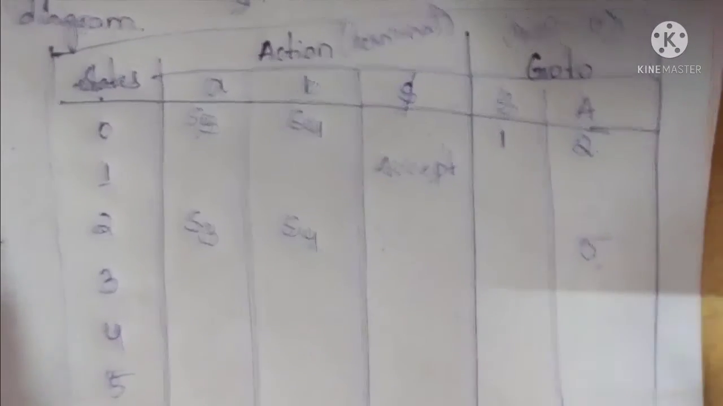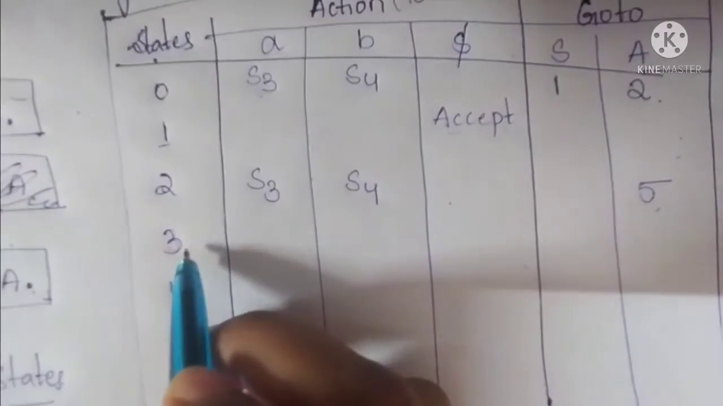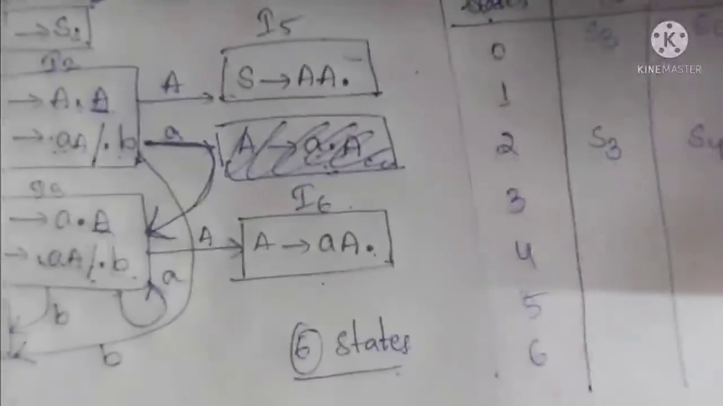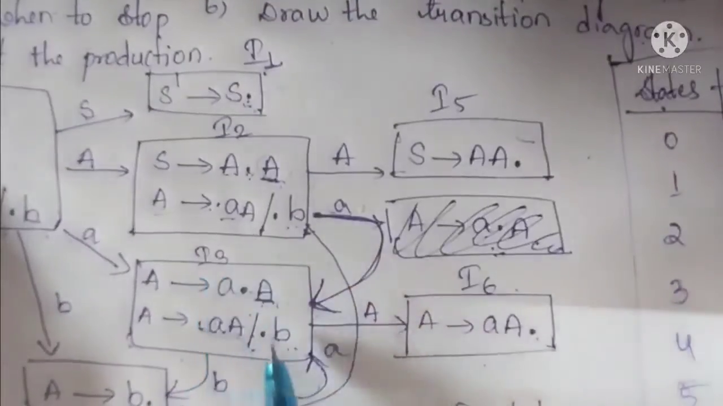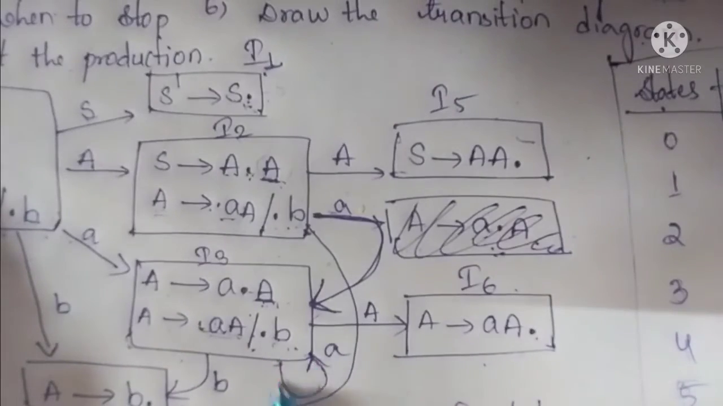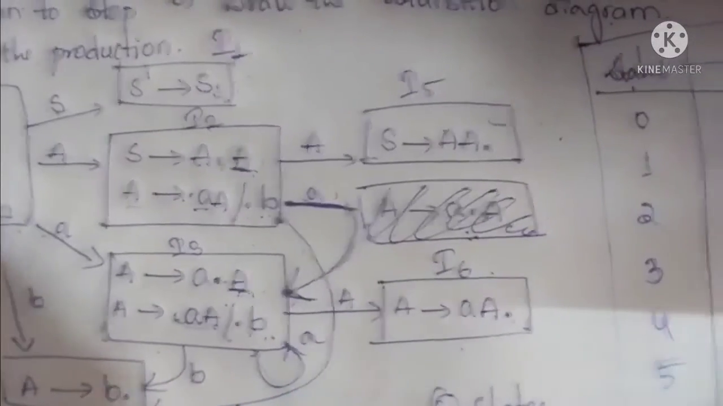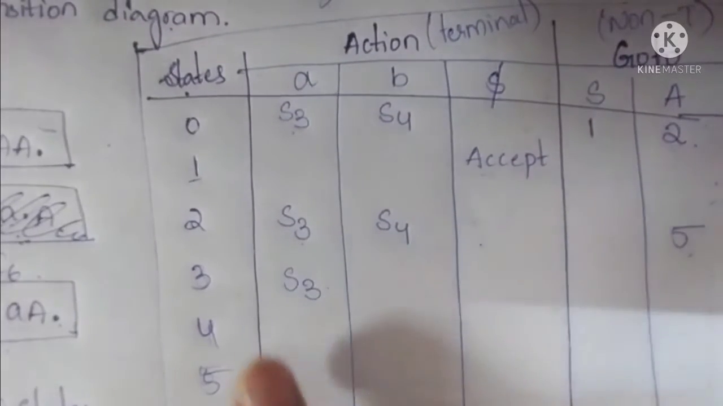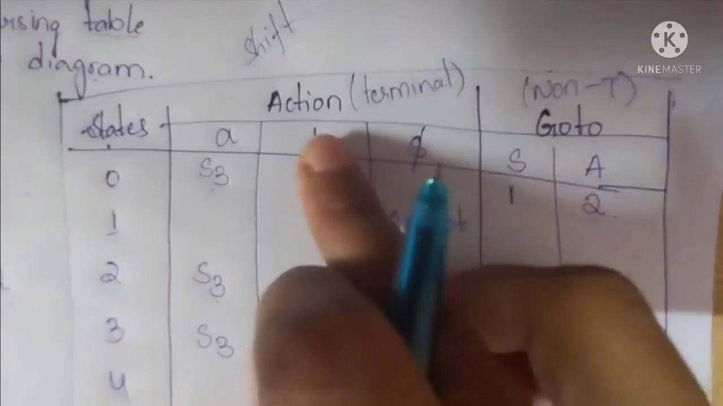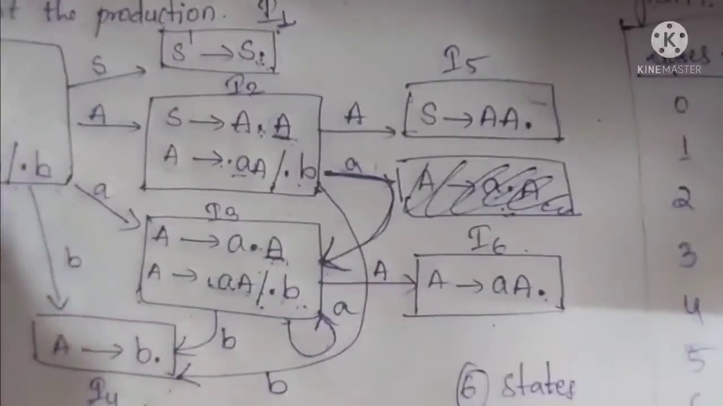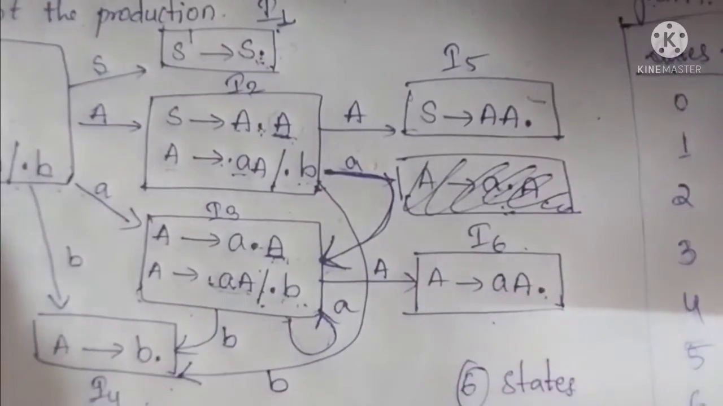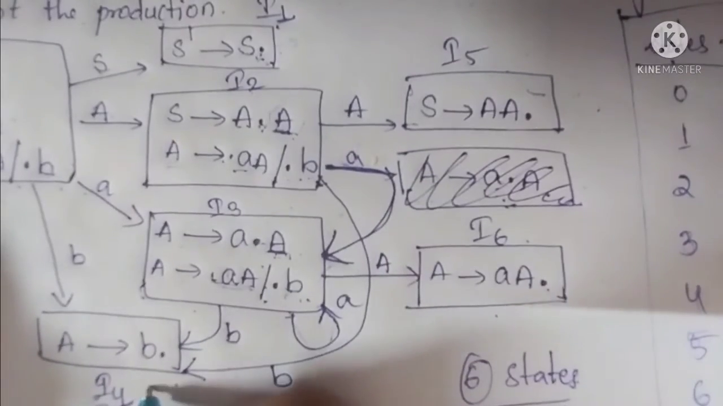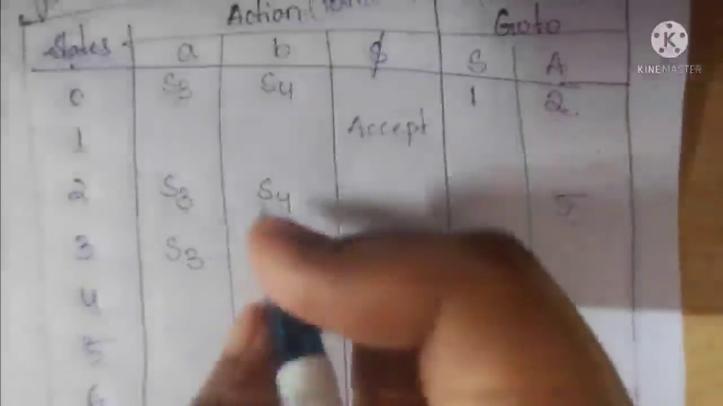Next check the third state, I3. From I3 where is A going? Check here, see the diagram. From I3, small a is going to a self loop. So you have to write S3 only. Next you have to check I3 on B. I3 on B is going to the I4 state, so you have to write S4 here.